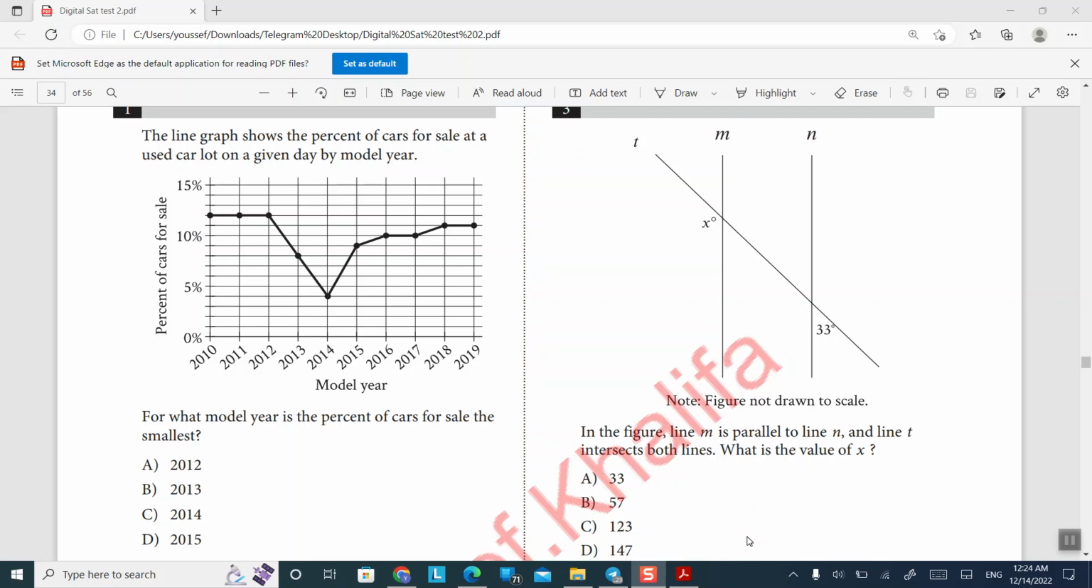Sold the digital practice test 2, which was released officially by College Board.